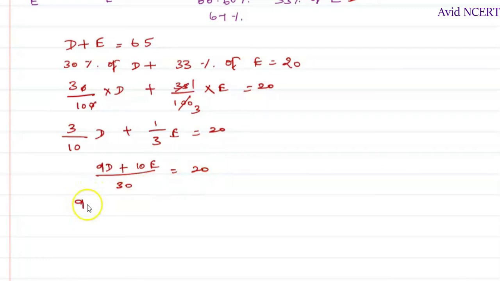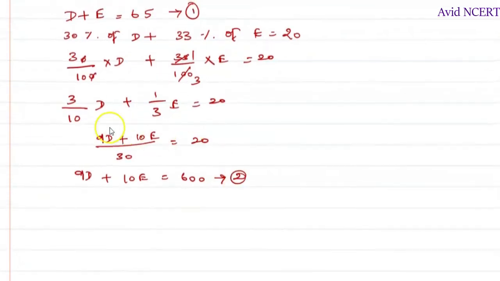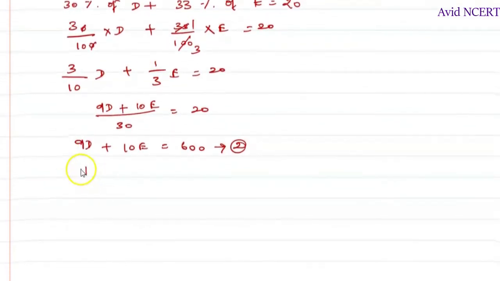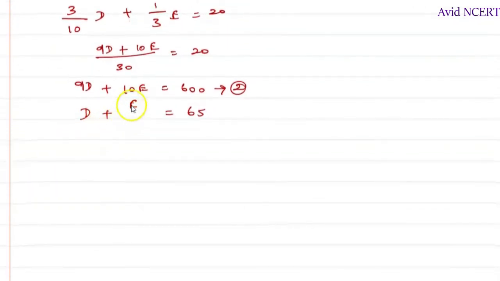So again it is 9D plus 10E equals 30 times 20, which is 600. So we can solve those two equations 1 and 2 to find the value of D and E. The first equation is D plus E equals 65. We can choose anything to solve, so let's use this 10, which will be easy.